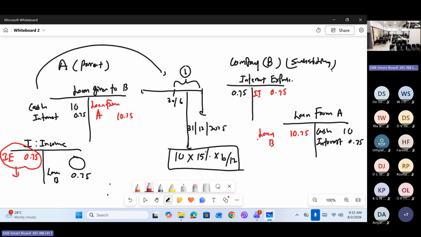Interest income, borrowings, related matters sorted. What's the next adjustment?